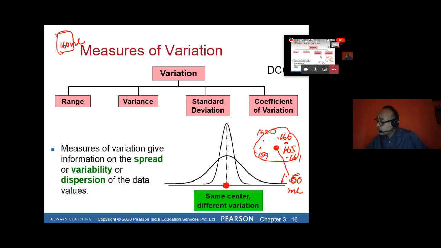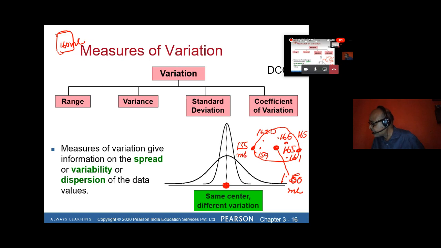So you are claiming that my packet contains 160 ml. That is the central tendency. That is the mean, median, mode of the packet. But all packets don't contain exactly the same. Some have more than 160 ml. Some have less than 160 ml. Am I with you? So there must be a highest value and there must be a lowest value. Am I clear? So maybe the highest value is 165 ml and the lowest value is 155 ml.